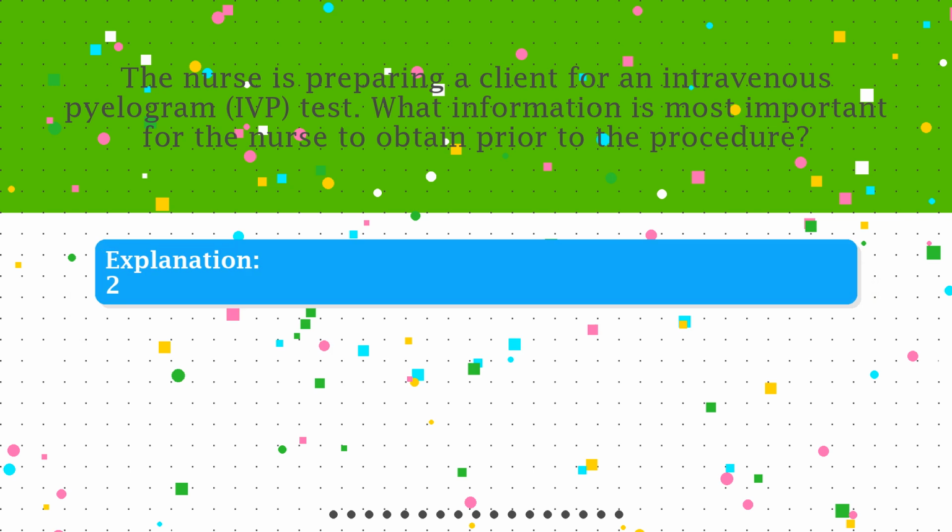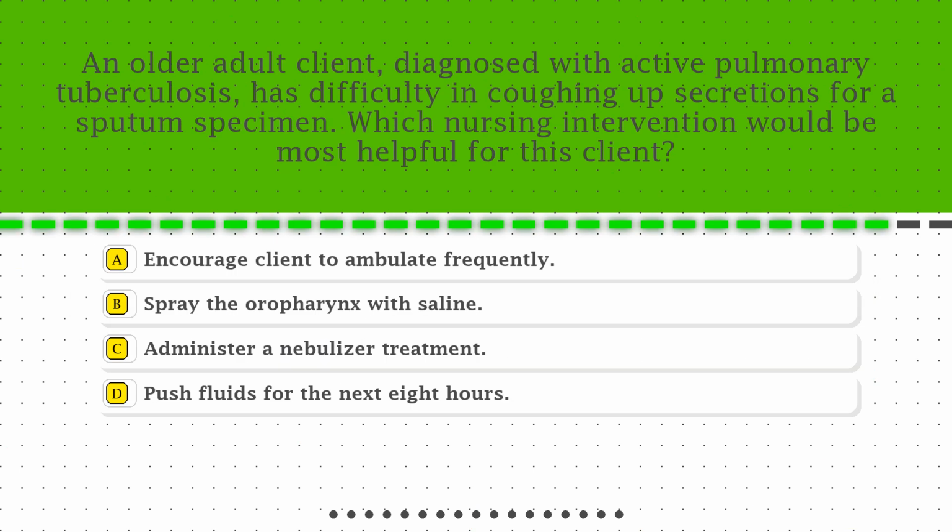Question 17. An older adult client, diagnosed with active pulmonary tuberculosis, has difficulty coughing up secretions for a sputum specimen. Which nursing intervention would be most helpful for this client? Option A. Encourage client to ambulate frequently. Option B. Spray the oropharynx with saline. Option C. Administer a nebulizer treatment. Option D. Push fluids for the next 8 hours.